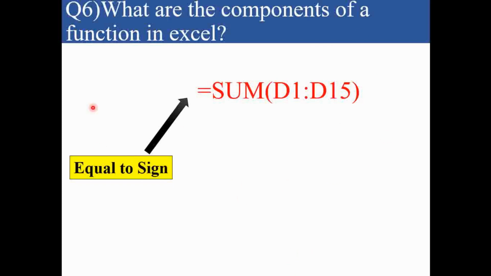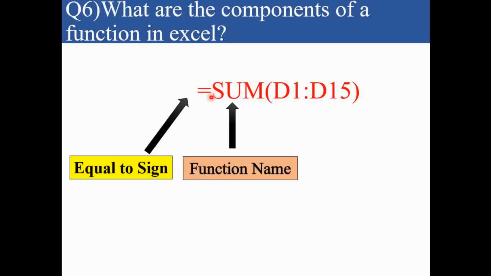The first one: while using any function, we always have to use the equal to sign. When we type the equal to sign in a cell, Excel understands that we are going to use a particular function. So the equal to sign is always mandatory. Then the second part after the equal to sign is called the function name, and it should always be in capital letters.